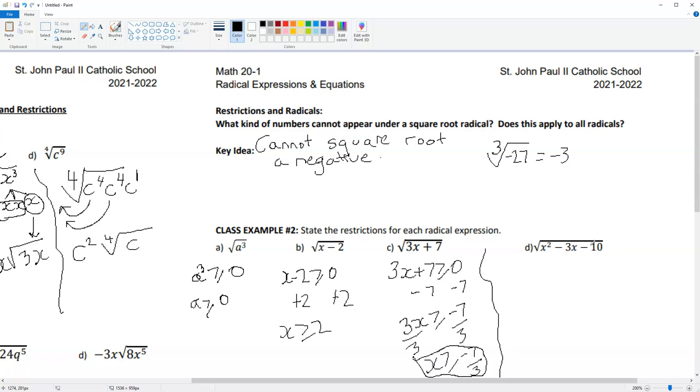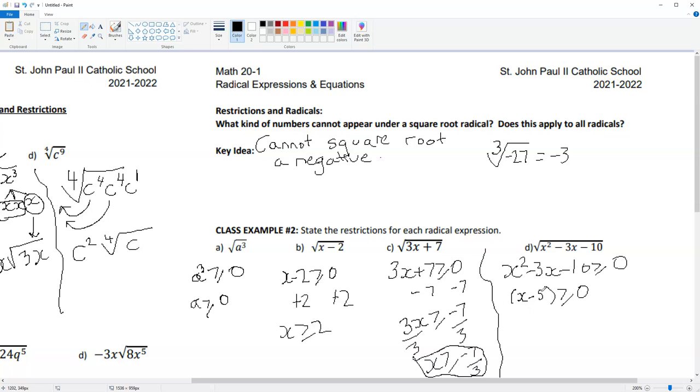x squared minus 3x minus 10. If you take a look at this, it might look like something from our last unit. Of course, this looks like a quadratic, and you're right, it is a quadratic. So same thing, guys. We're going to have x squared minus 3x minus 10 has to be greater than or equal to 0. When you're solving a quadratic, you're going to have to factor it.